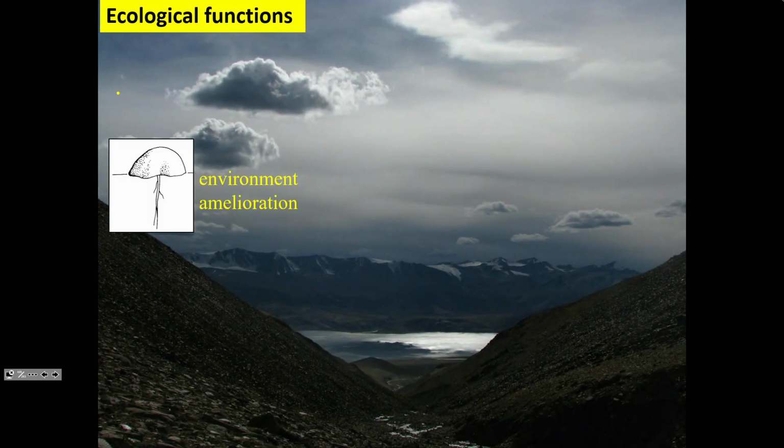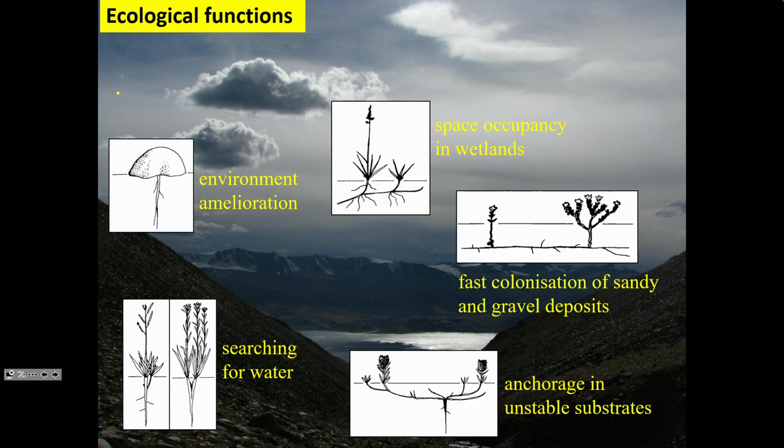And those different growth forms have, of course, distinct ecological functions. So those cushiony plants often ameliorate the environment. The plants with the longer rhizomes are found in the wetlands, and they are very efficient in space occupancy. Plants with deep taproots often occur in dry places. Those taproots can provide access to water.